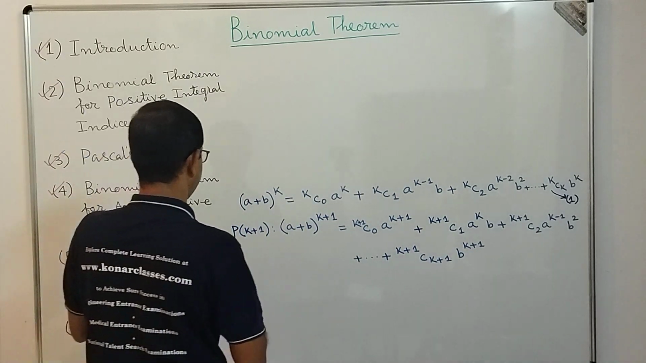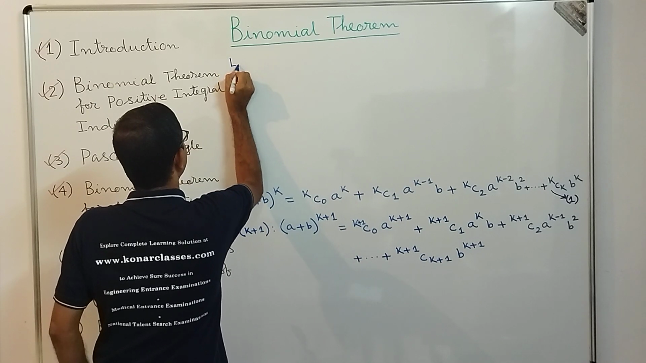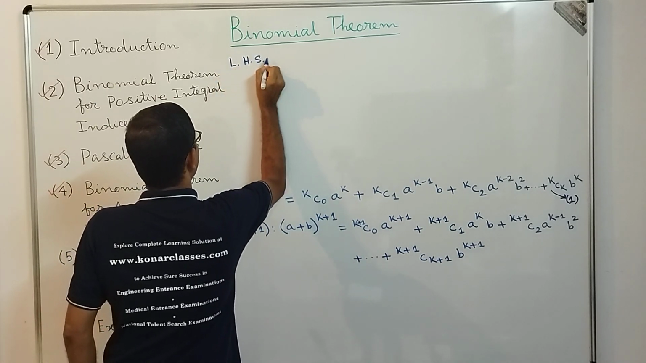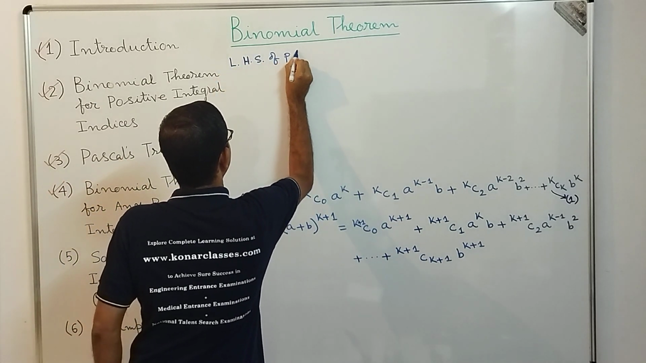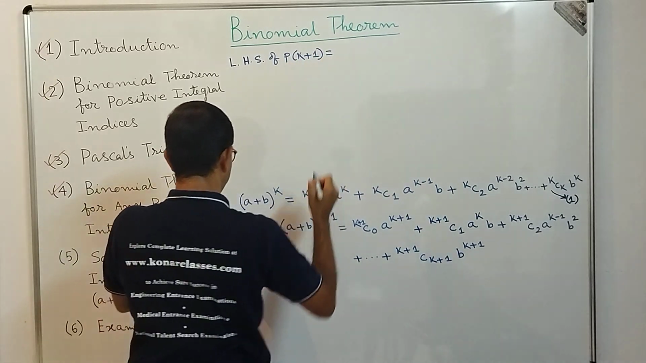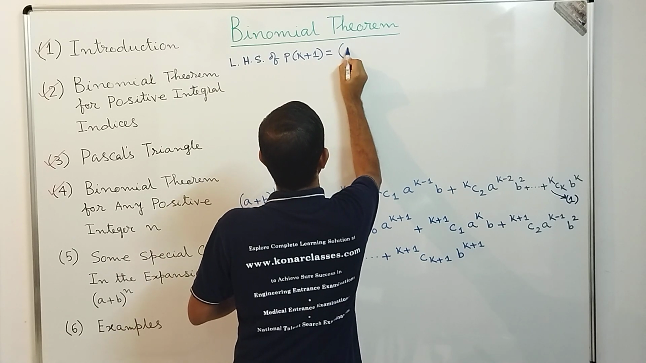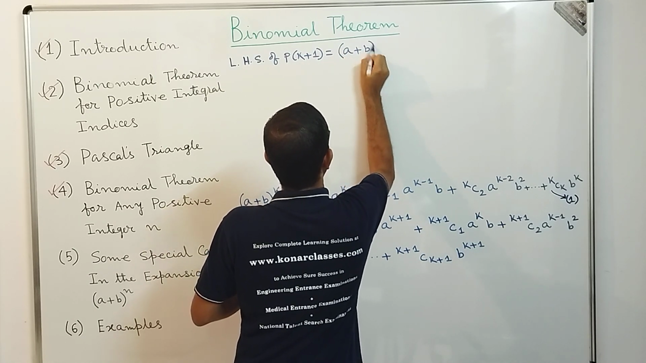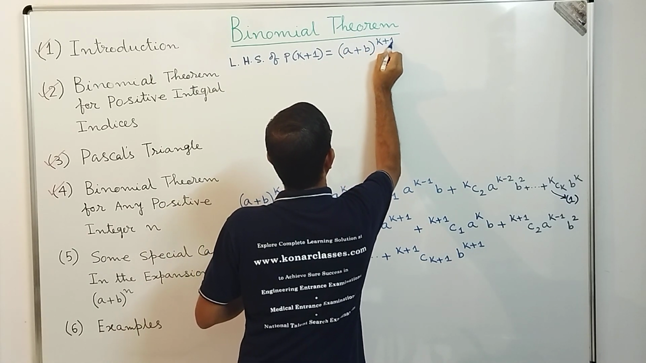So, LHS of P(k+1). That is equal to (a+b)^(k+1), (a+b) power k+1.